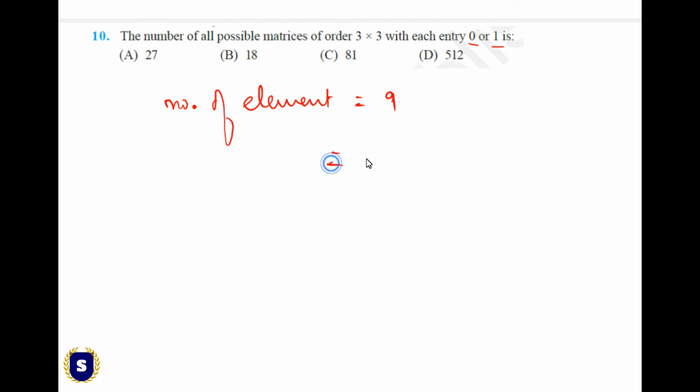So the formula is number of possible values for each element to the power of number of elements. So 2 to the power 9, that comes out to be 512. C is the correct answer.